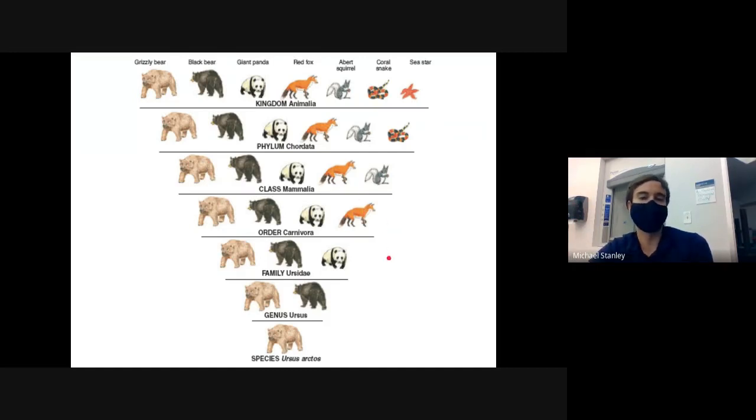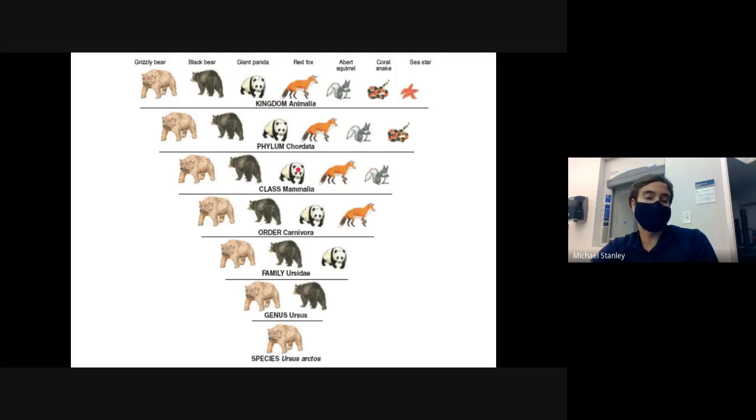And then there would also in Carnivora be Felidae, which would be the cats, like lions, tigers, house cats, bobcats, stuff like that. And then finally, not all bears are made the same. So the genus Ursus is mostly North American bears, like the grizzly bear and the black bear. And then finally, there's only one species of grizzly bear, Ursus arctos.